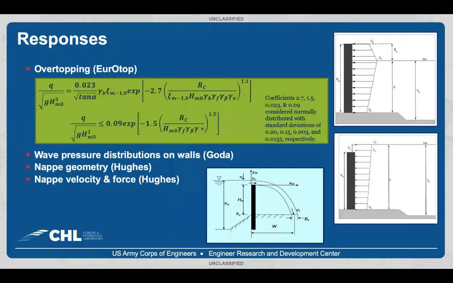We computed wave runup, wave overtopping, combined overtopping and overflow when the freeboard is negative, pressures on the walls, and geometry of the overtopping nappe, among other things. Empirical equations from the Eurotop manual and Steve Hughes were used for the overtopping calculations. The combined GOTA, hydrostatic, and hydrodynamic wave pressure distributions are diagrammed to the right, and Hughes nappe geometry, velocity, and force associated with steady flow overtopping is diagrammed on the bottom.